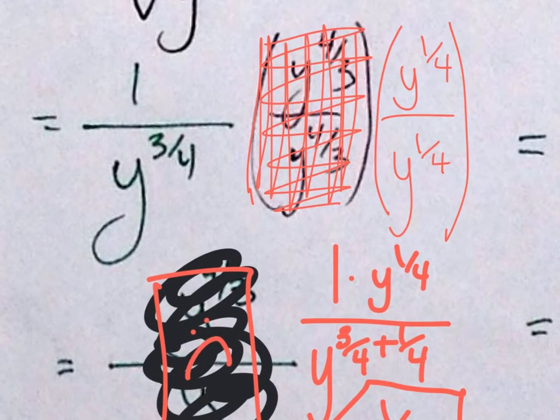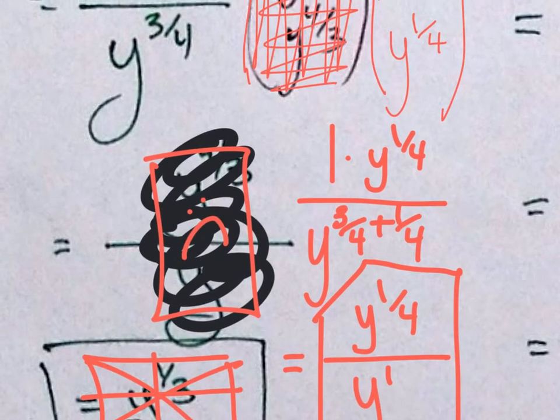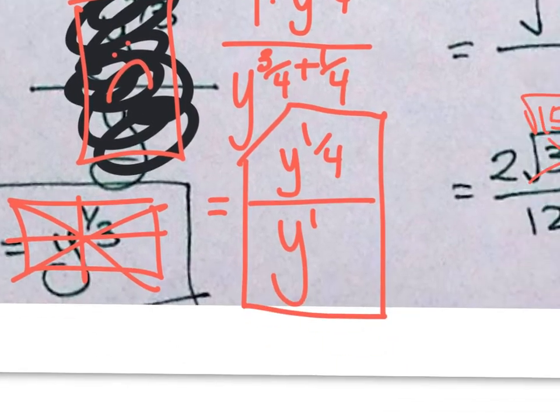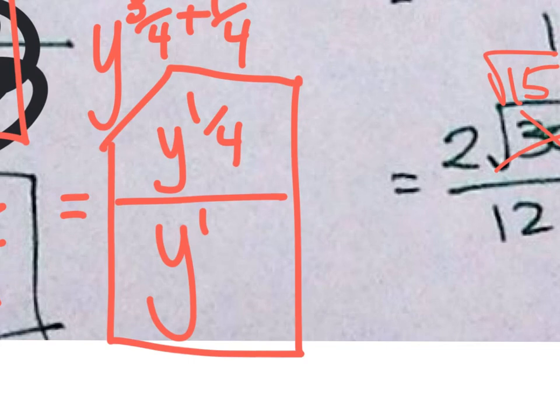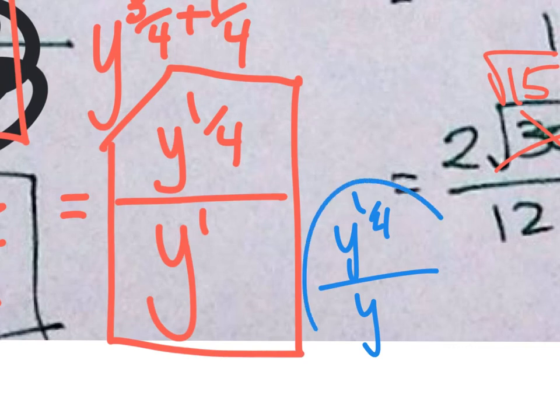Let's see what happened in this next step. Aha, so covered that up. And up top we have 1 times y to the 1/4. And down below we have y to the 3/4 times y to the 1/4. So these exponents are being added. 3/4 plus 1/4 is y to the 1. And so our answer ends up being like this. y to the 1/4 over y to the 1st. We could write this as y to the 1/4 over y.